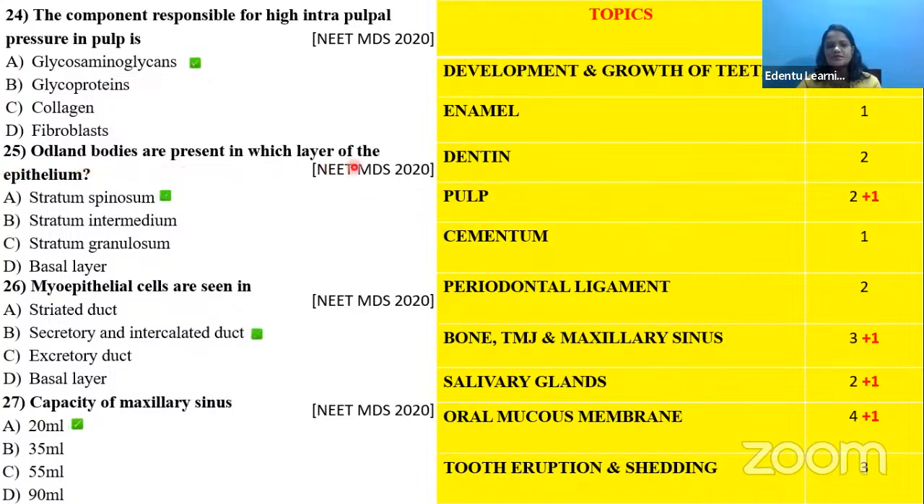Ourline bodies are present in which layer of the epithelium? Ourline bodies are mainly seen in the stratum spinosum. We'll put it under the mucous membrane. Myoepithelial cells are seen in the secretory and intercalated duct. Again, salivary glands. Then the capacity of the maxillary sinus is around 20 ml. We'll put it under the maxillary sinus topic.